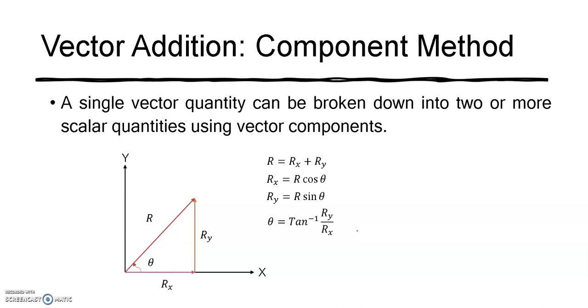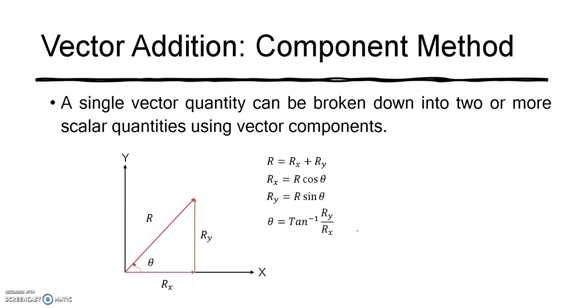The third method is the component method. So here in the component method, we can use what we have learned during our trigonometry course, the right triangle principle. A single vector quantity can be broken down into two or more scalar quantities using vector components.